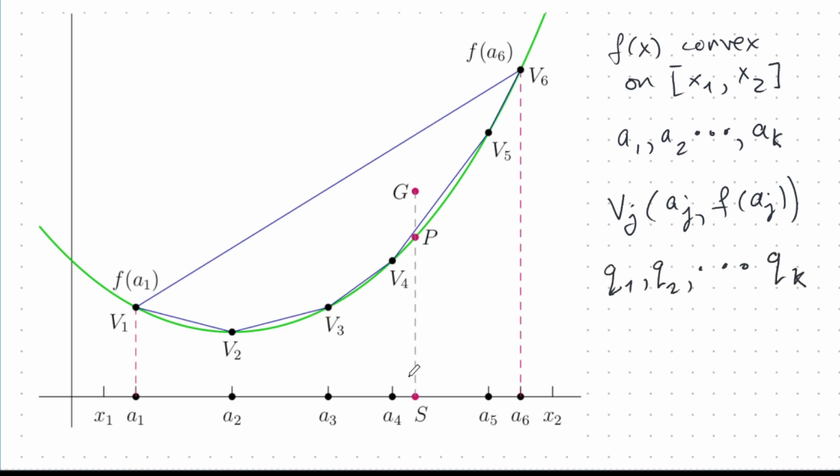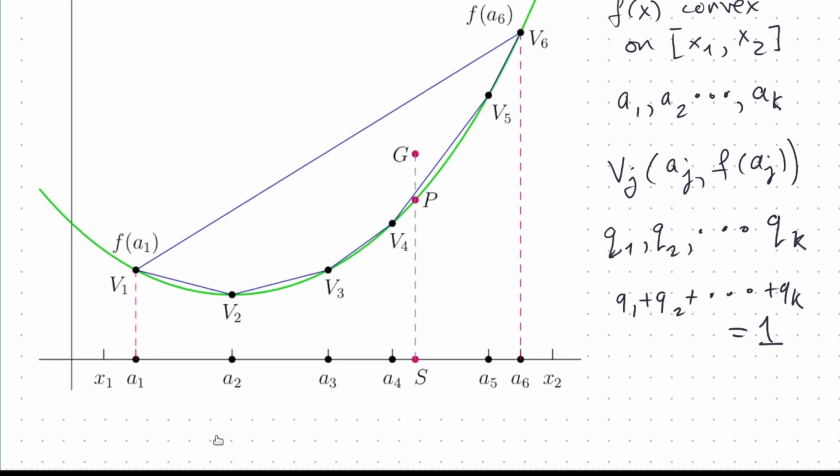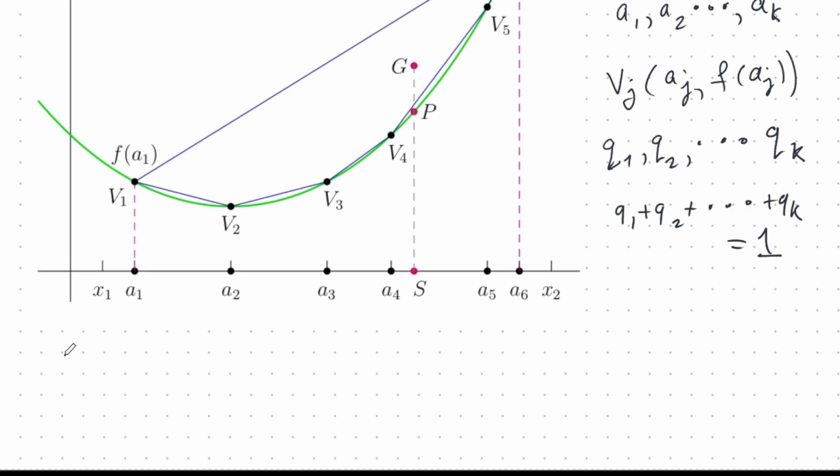Let's assume we have normalized weights. So here, the weight of vertex v1 is q1, the weight of vertex v2 is q2, and so on and so on. And these are normalized so that q1 plus q2 plus ... plus qk is... yes, you guessed it, it's 1, like that. So now it's easy to calculate G, the weighted mean of all these points. It's just the linear combination of the vertices.